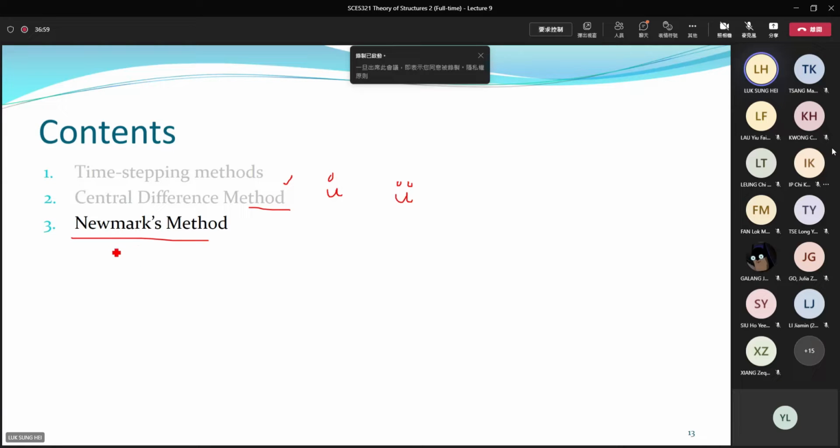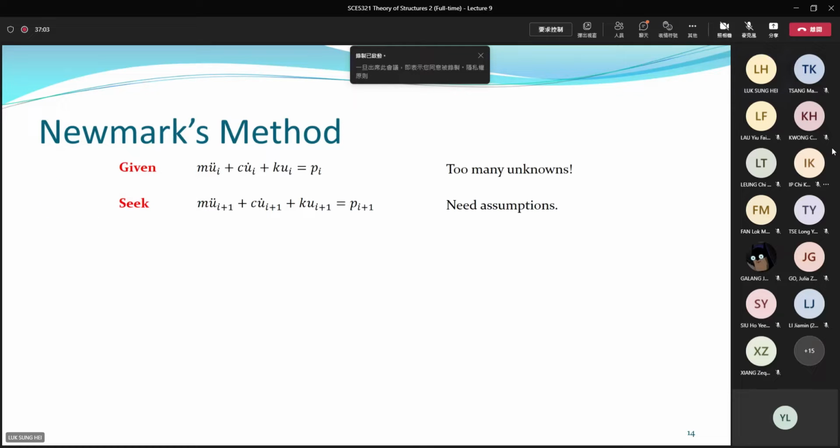Let's have a look at what Newmark's method is. Newmark's method is based on different assumptions. The background is the same. We are going to solve our equation of motion at different time steps. But we found that there are too many unknowns. We can't solve it directly. That's why we have to make some assumptions or approximations so that the problem becomes solvable.